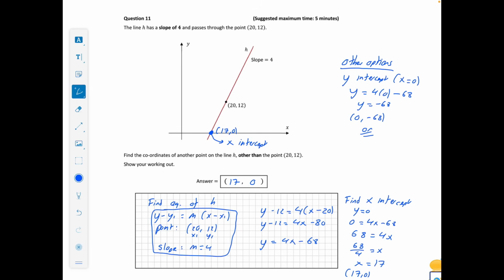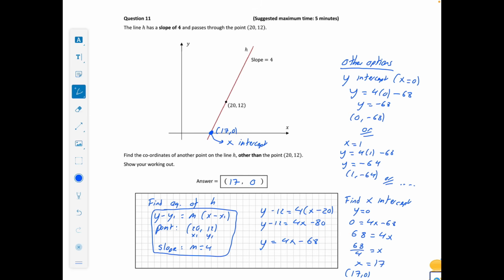Now, what you could also have done, you could have put in x is equal to 1 and solved for y. So you could have said that y is equal to 4 by 1 minus 68. So y is equal to 4 minus 68, that'll give me minus 64. So that point (1, -64) would be another possible answer. Or you could have found x is equal to 2, subbed that in and found the y. So you actually could have done an infinite amount of things there and gotten the right answer.